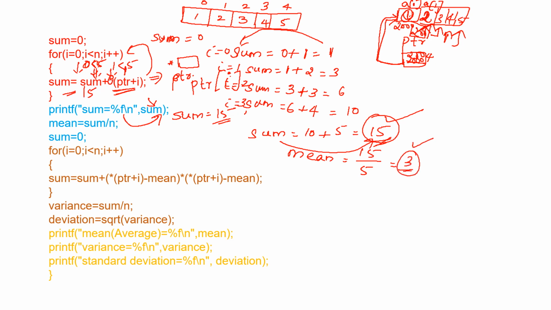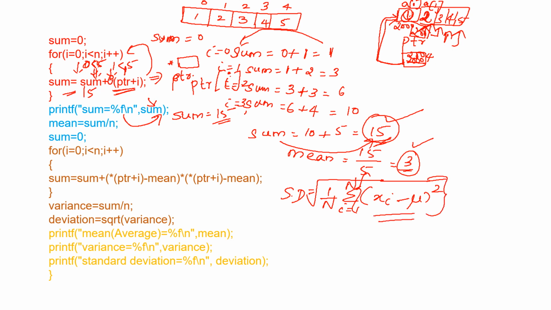Okay, now your aim is to find your standard deviation. For standard deviation, first you are going to split this into two steps. Let me write the equation once again. Standard deviation is equal to 1 by n into summation of xi, where i is equal to 1 to n, xi minus mu the whole square. First I am going to find the summation of xi minus mu the whole square.